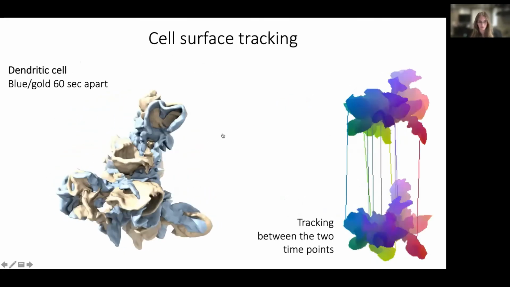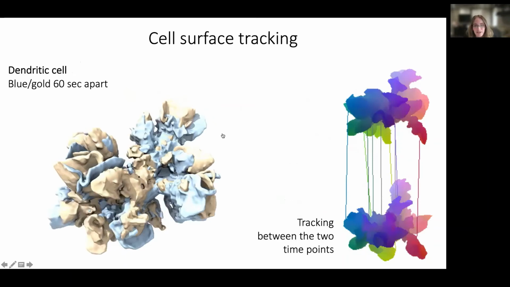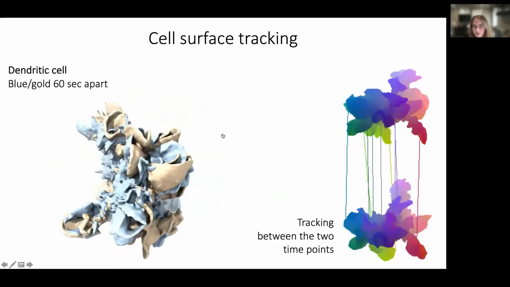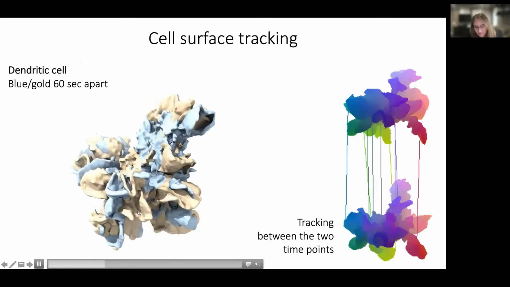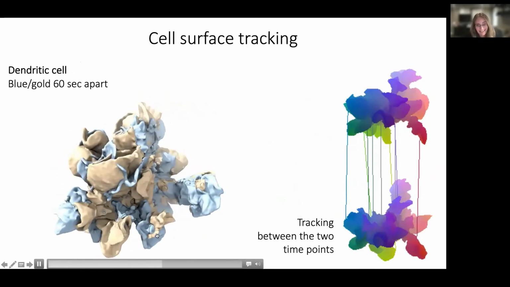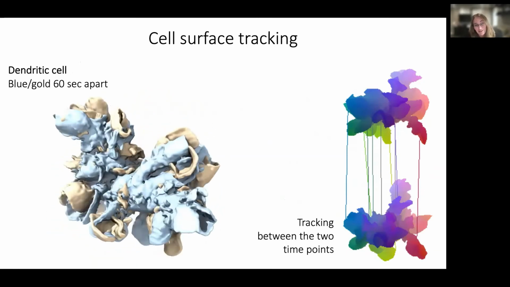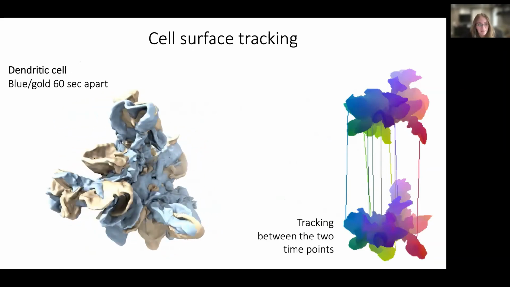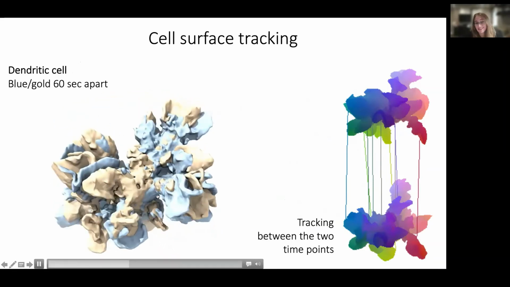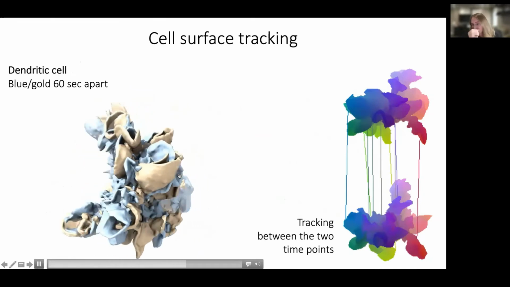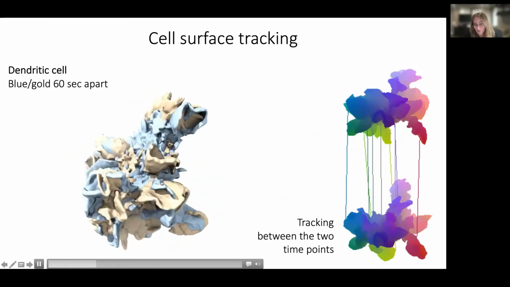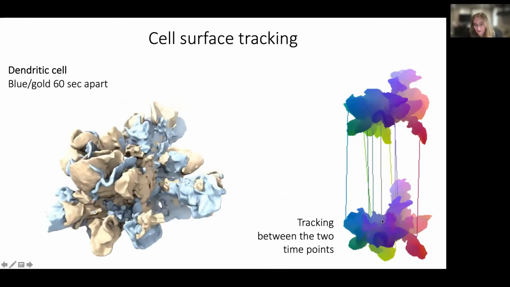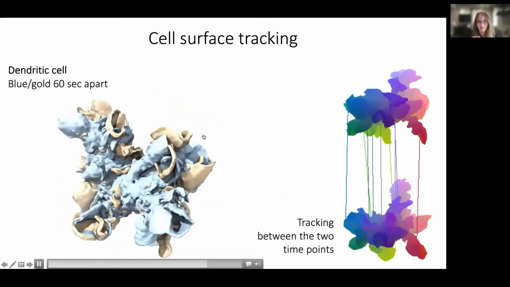And so I made a sort of prototype workflow that I was very happy with. So this is a dendritic cell. Here we're mapping 60 seconds apart. You can see that the cell surface really moves quite a bit in 60 seconds. This is blue to gold, but nonetheless, we can generate a dense tracking between those two surfaces, right? So here, green is mapped to green and pink to pink and so on.